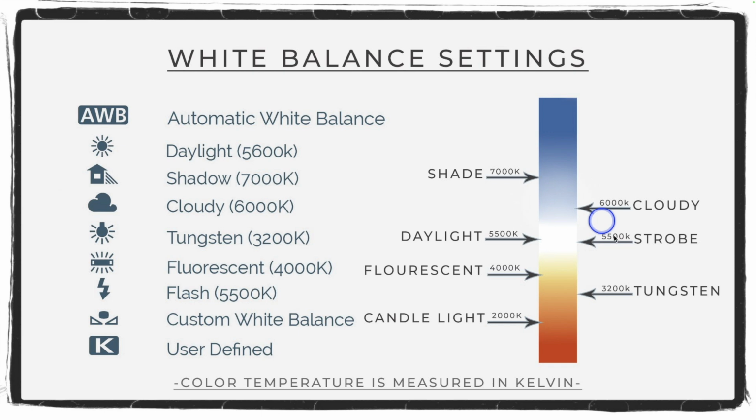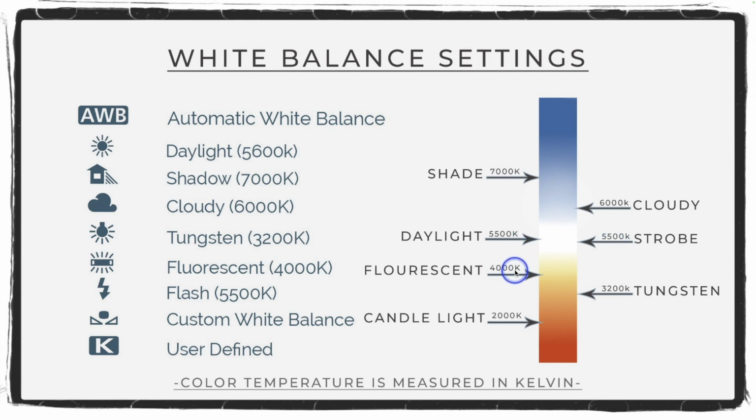But I have some little examples over here. So cloudy, your Kelvin temperature is going to be around 6,000, so your image is going to be a little cyan or blue. Daylight around 5,500, and strobe, they're either balanced for 5,500 Kelvin or 5,000 Kelvin, so they might be a little on the warm side.